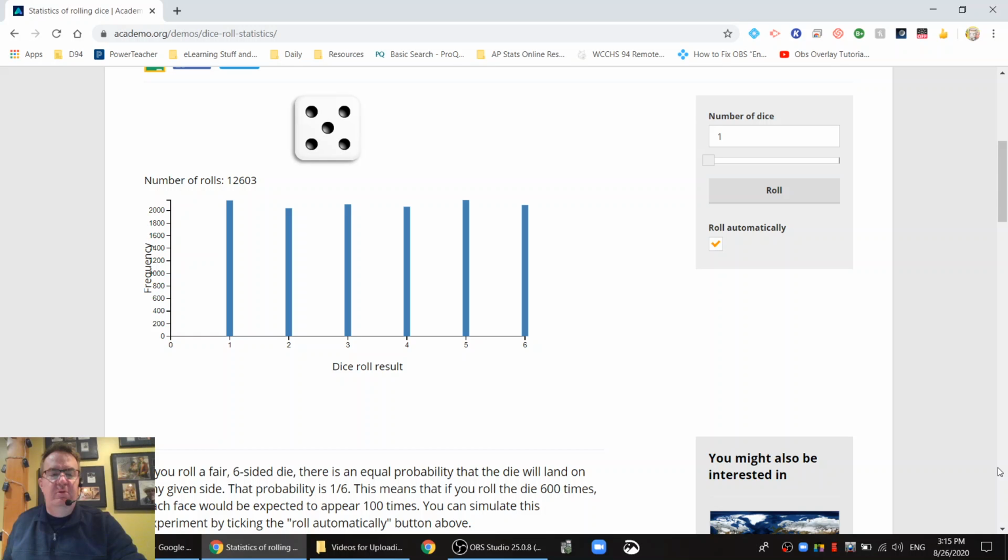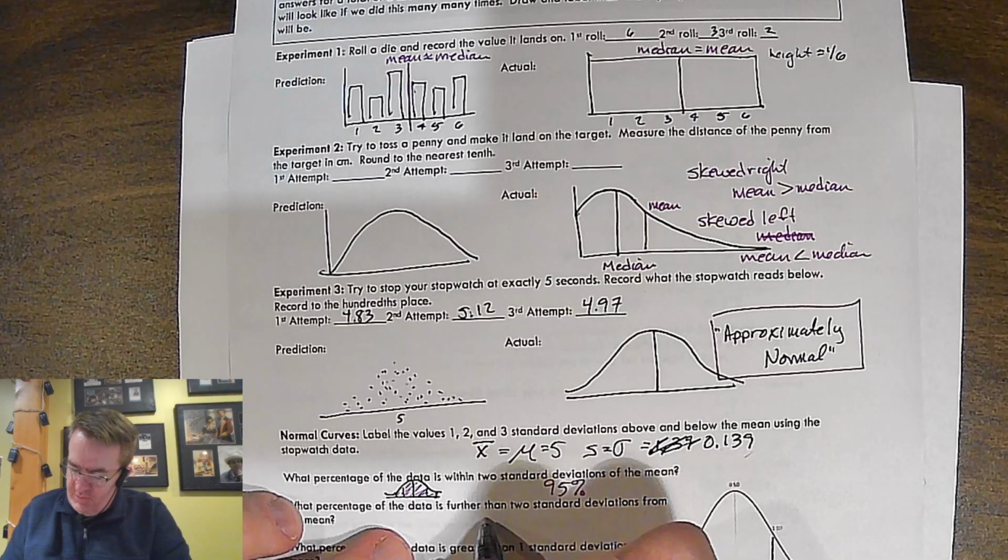Now, again, remember the rule. The rule says 68, 95, 99.7. So we're looking at 95. So that'd be 95% of your data. So then the question becomes, what percent of the data is further out than those two? Well, if 95% of the data is within here, how much is on the outside on the wings? Well, 100 minus, because again, remember, you always have 100% of the data. So that would give us 5%.